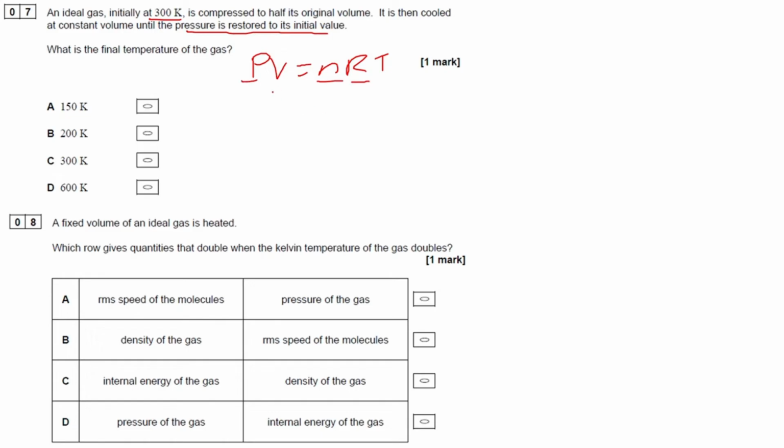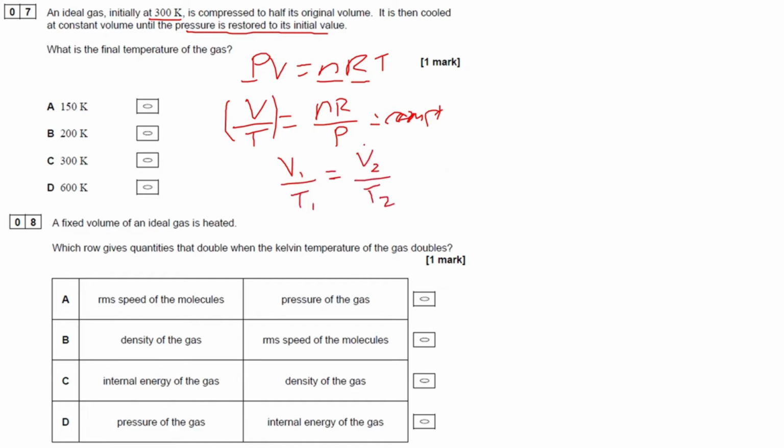So if I take all the constants I've just underlined to one side and everything that is changing to the other side, then I get V over T is equal to nR over P, which is constant. Once you have the changing terms on one side, you can write an equation with the initial and final values. So V1 over T1 is equal to V2 over T2. We have the initial temperature 300, we're trying to find the final temperature, and they have told us about how the volume has changed.